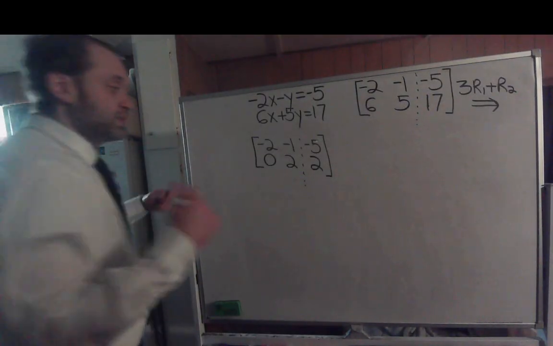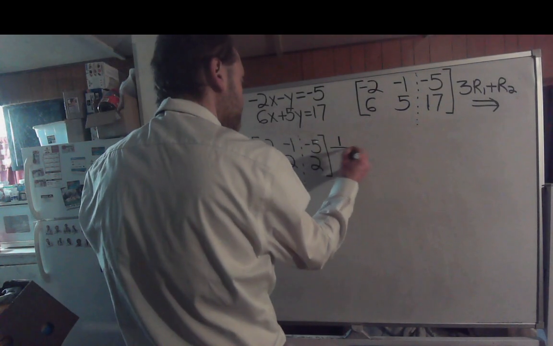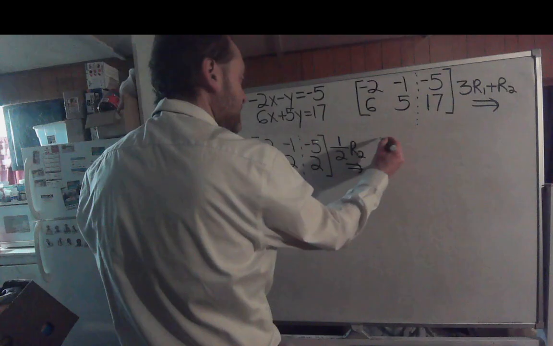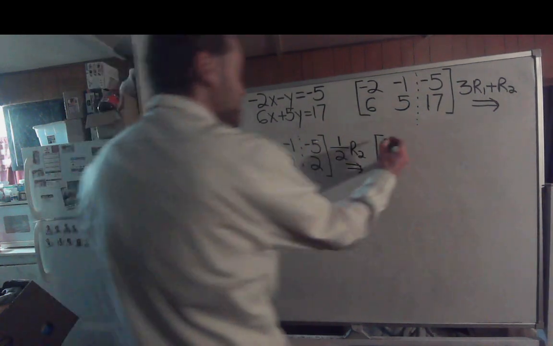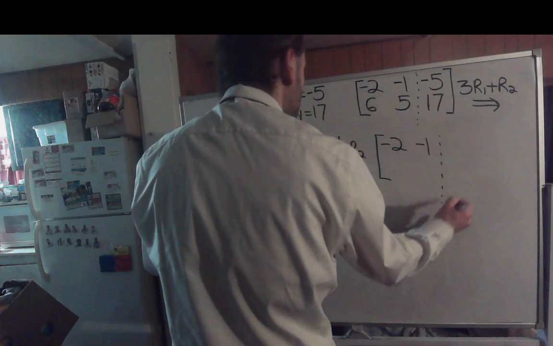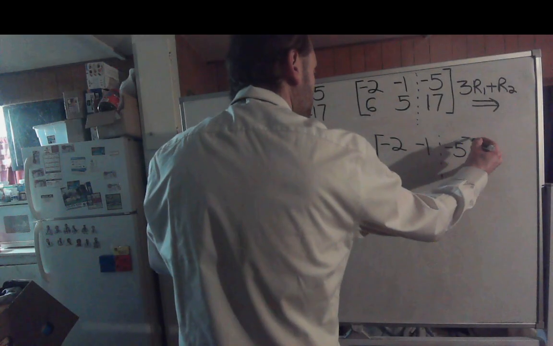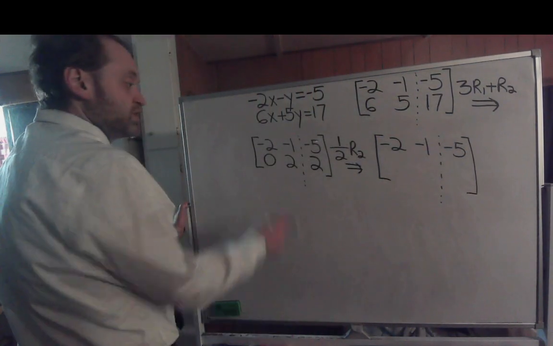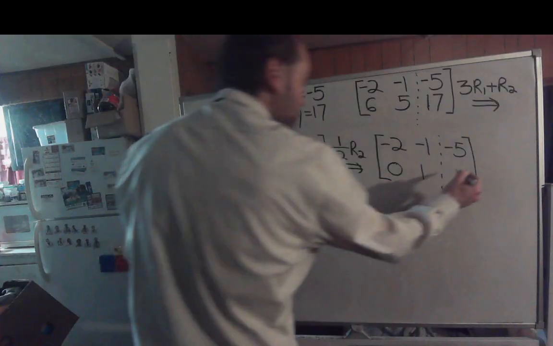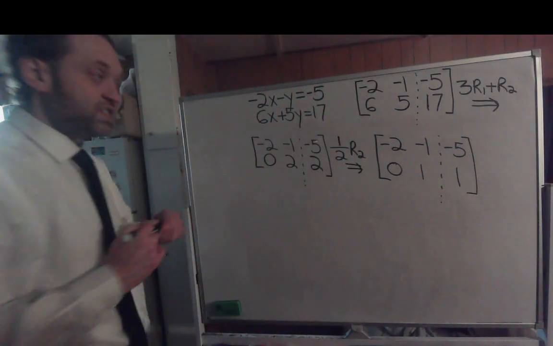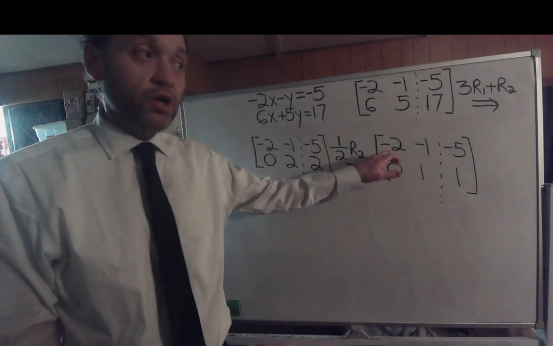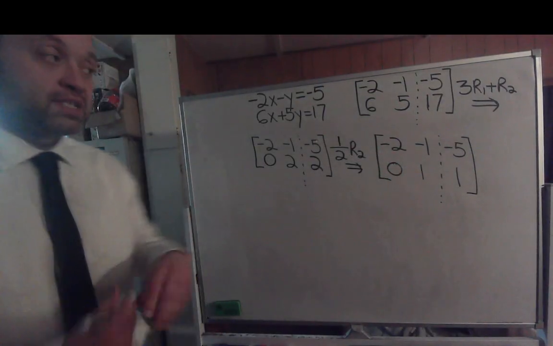So I would start with taking half of row 2. If you do half of row 2, you should get the leading digit to become a 1. So keep your first row the same just for a minute. We're going to deal with that momentarily. So half of 0 is 0, half of 2 is 1, then half of 2 is 1. We're still not in row echelon form yet because the leading digit in the first row is a negative 2. We want that to be a positive 1.